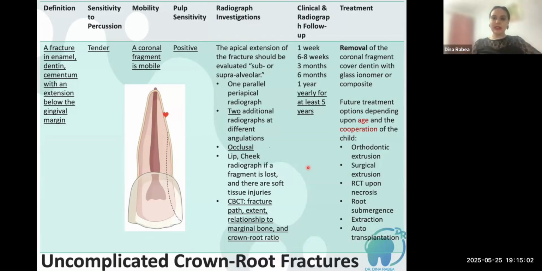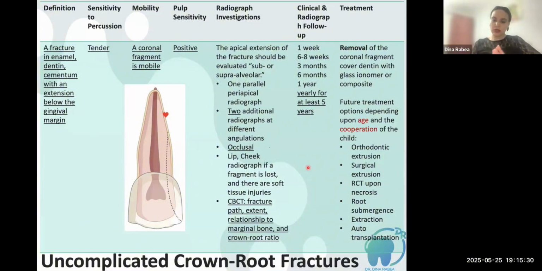The treatment in this scenario is the removal of the mobile coronal fragment and covering the unexposed pulp, the dentine, with glass ionomer or composite. For future treatments for this kind of teeth, you might have to extrude the tooth orthodontically or surgically in case you cannot perform complete isolation or a well-sealed restoration.